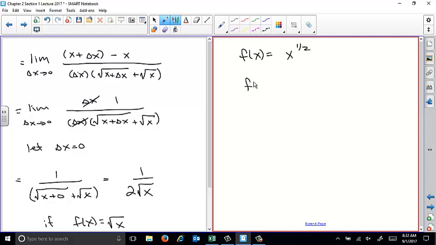if I thought what f prime of x was based on my previous experience, I'd take the exponent and reduce the exponent by 1. So 1/2 minus 1 is negative 1/2. That's equal to 1/2 times 1 over x to the 1/2 power, which is the same as 1 over 2 times the square root of x. And that's what we got. So the expected formula works for fractional exponents. It doesn't have to be an integer exponent.